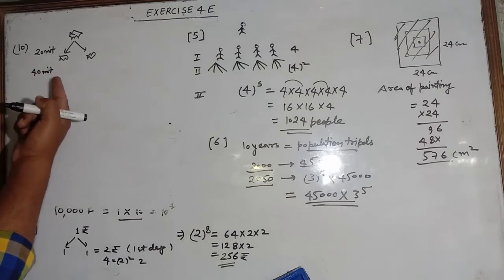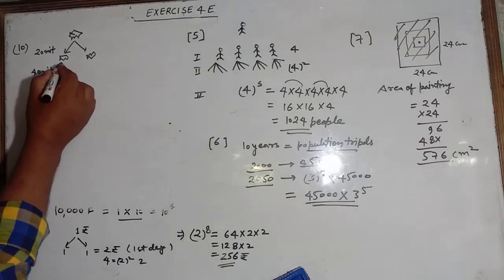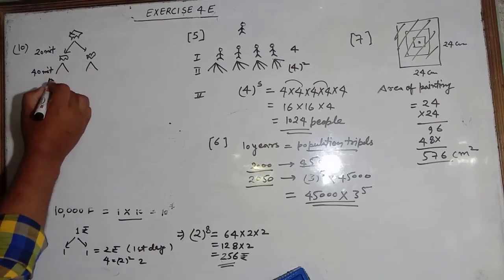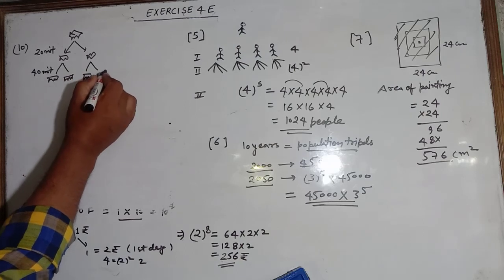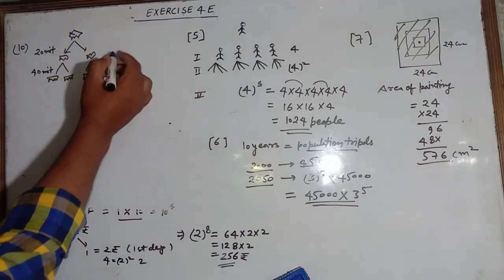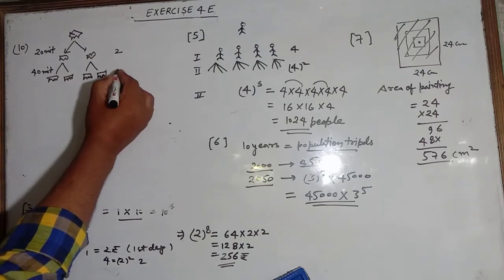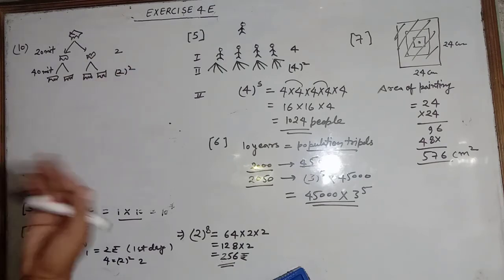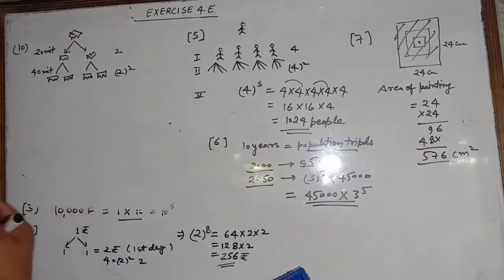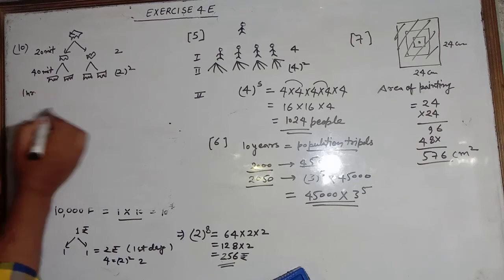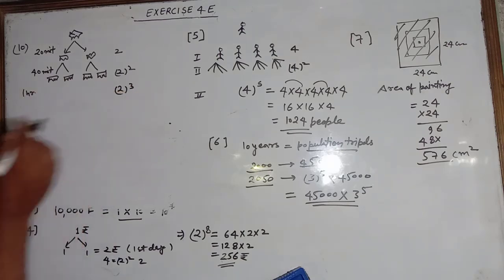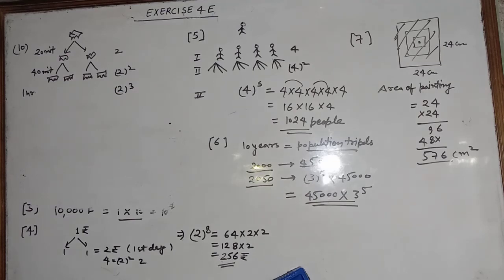In 40 minutes it will become 1 2 3 4, like this. These are the bacteria. So in 20 minutes it was 2, in 40 minutes it became 2 to the power 2, in the next 20 minutes, it means in 60 minutes, which is 1 hour, it will be 2 to the power 3. So what we have to find out here is how many bacteria will be there in 6 hours?